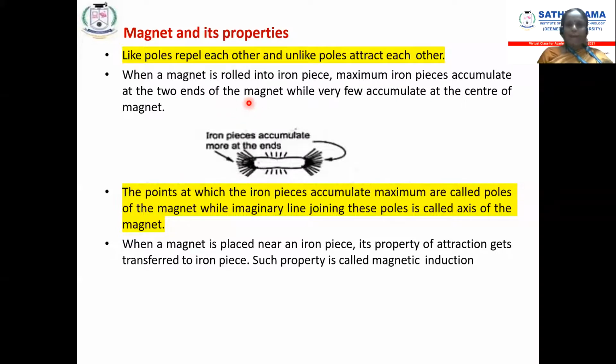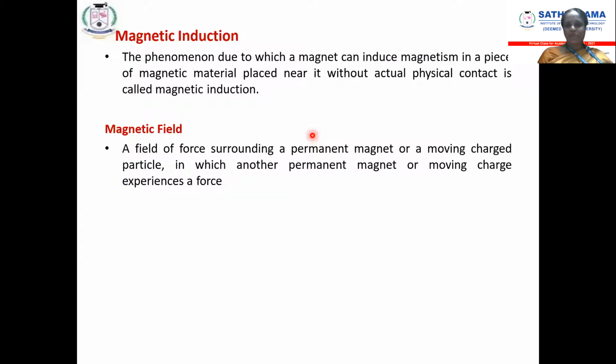Okay, and we all know the magnetic property: like poles repel each other, and unlike poles attract each other. We also know that the points at which iron pieces accumulate maximum are called the poles of the magnet, which we call the north pole and south pole. The imaginary line joining these poles is called the axis of the magnet. We are not able to view that, I told you already. The magnetic field is invisible; we can experience it, but we can't see it.